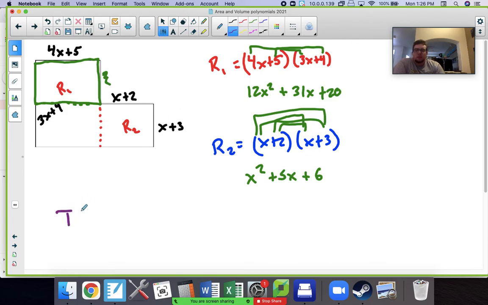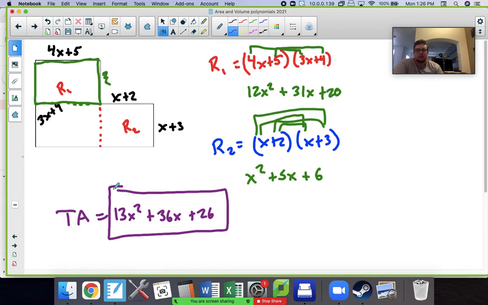Then to find the total area, I'm going to add what I have written in here in green together. So 12x squared plus x squared gives us 13x squared. 31 plus 5 gives us 36x. 20 plus 6 gives us 26. And there's our total area.